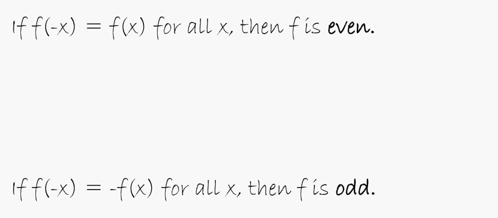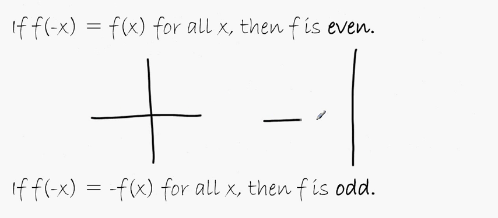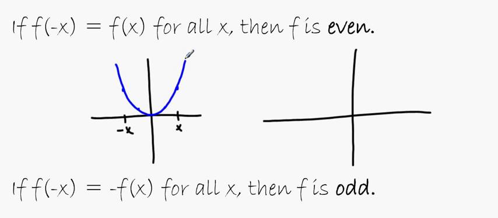Here's a definition that will be helpful to you, and a couple of pictures to illustrate. If f of negative x is equal to f of x for all x, then f is even. So what does it mean to be even? Well, it means that whatever f of this value is, f of that, so x and negative x, has to be the same. So you get the same y value. Whatever f is here, it has to be there. And so you get a function that is even.